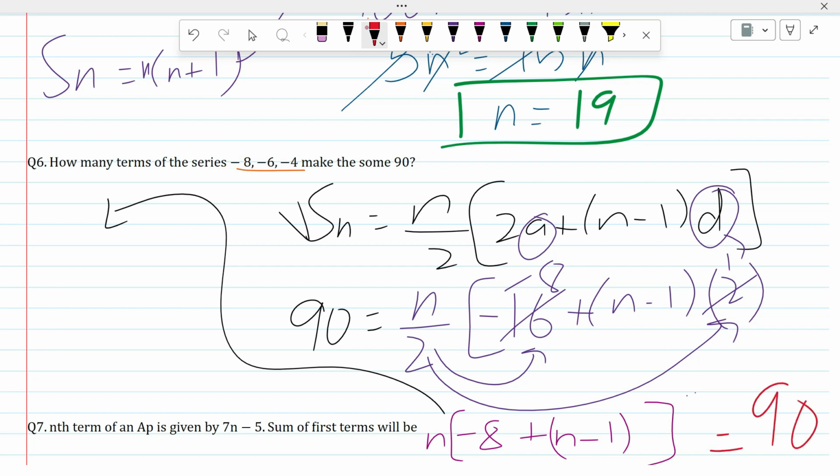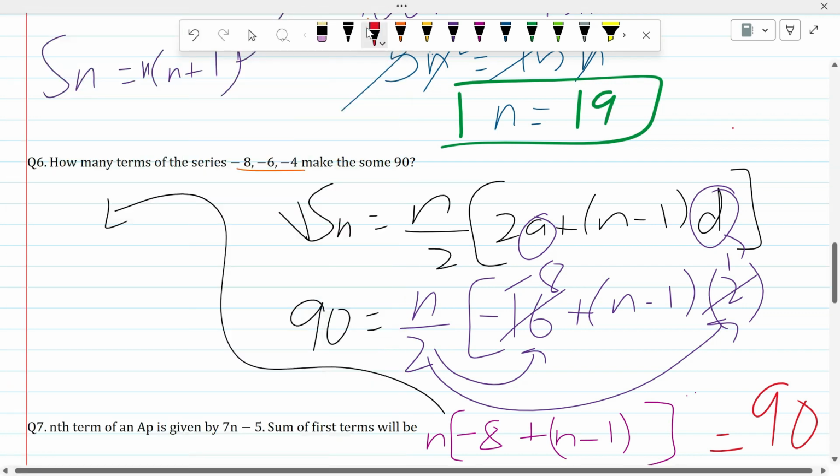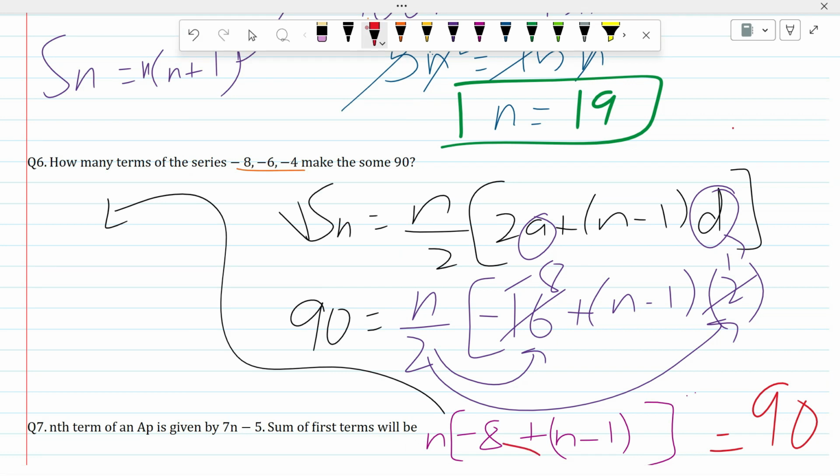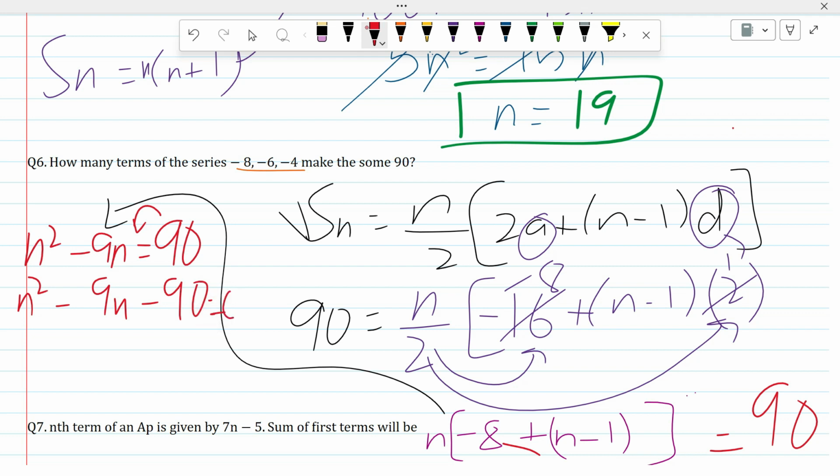Now minus 8, oh no. Now minus, let me solve this. This will become, I think, n square minus 9n is equal to 90. Let me check this 90 here. This will become n square minus 9n minus 90. Now let's factorize it. How can I factorize it? Let me find the numbers.